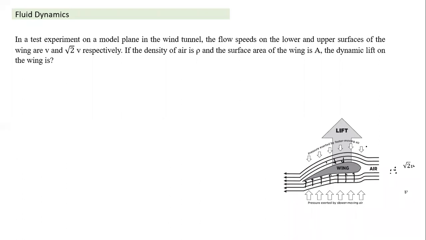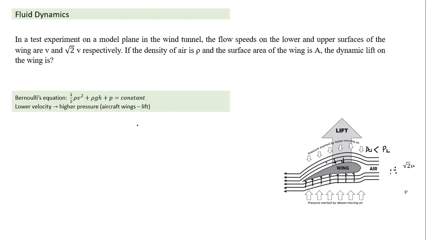So the pressure on the upper part of the wing is lesser compared to the pressure on the lower part of the wing. And this pressure being higher on the lower side, the difference in pressure gives it an upward push, a lift. So when we look at Bernoulli's equation, lower velocity indicates higher pressure. And when we want the aircraft to keep flying, we want lower velocity, higher pressure.